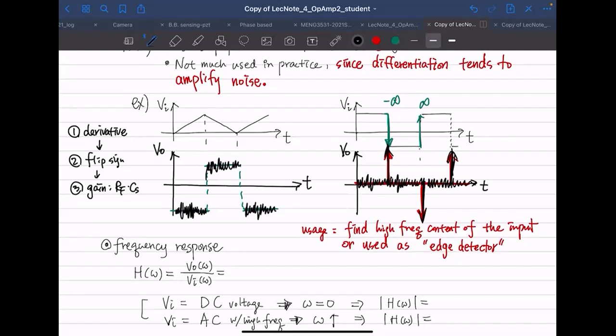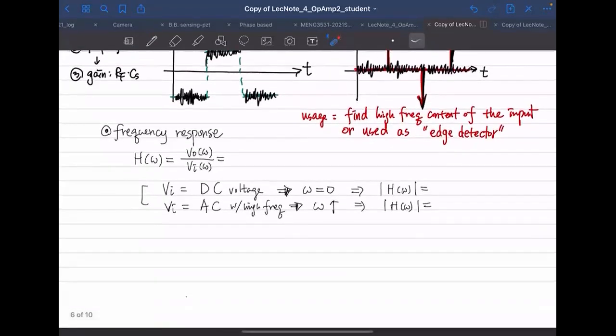Okay. Although we have almost no noise at all in the input, it might still have a very small noise, right? That is being amplified and it's showing up in your output, but still it kind of maintains this waveform. Okay. Any questions you have? Okay. Then let's move on to the frequency response.